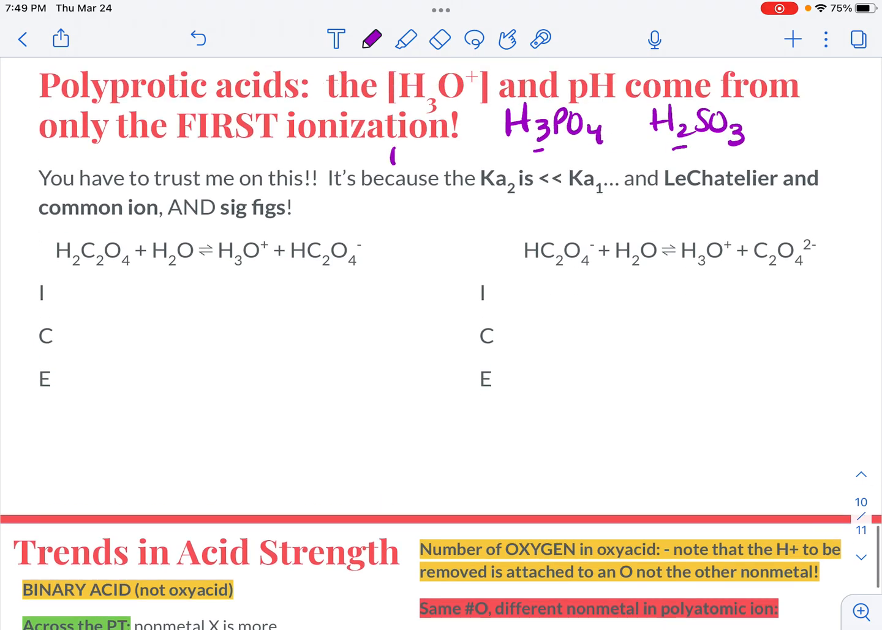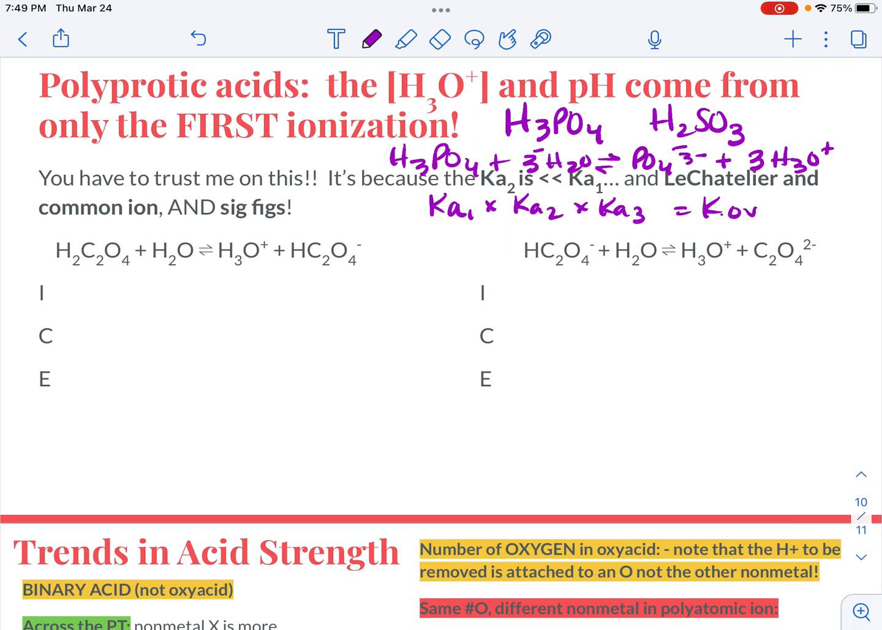So in other words, like H3PO4 plus 3 water at equilibrium with PO4 3 minus and 3 hydronium ions. If you wanted to do that, technically that would be Ka1 times Ka2 times Ka3, because that would give you your overall Ka, because that would be adding together the 3 ionization equations. All right, the 3 dissociation equations. So that's the first thing I wanted to touch on.